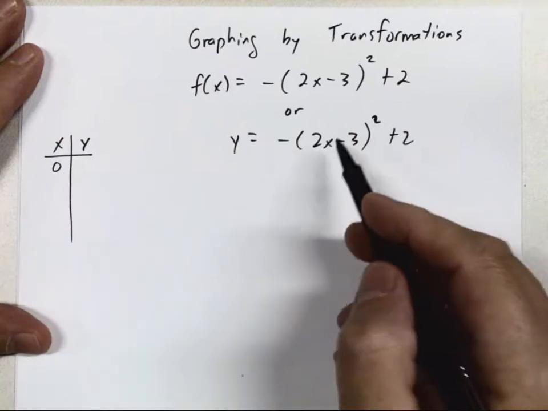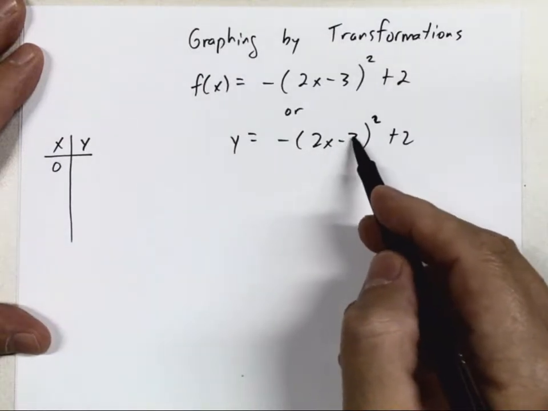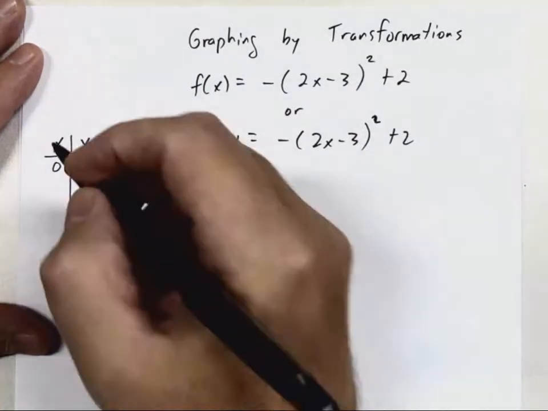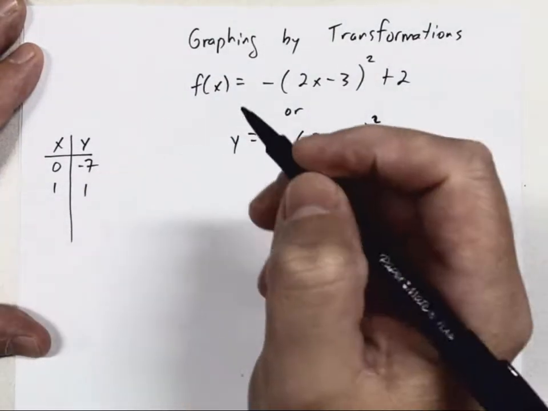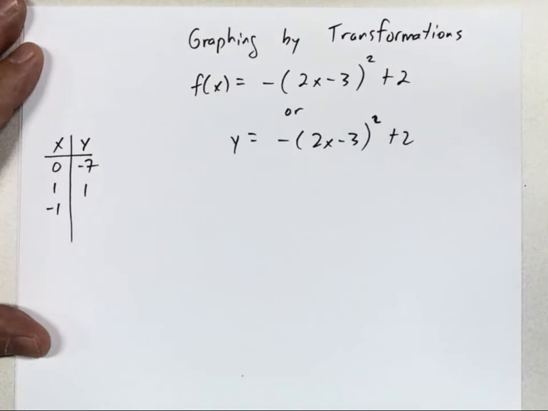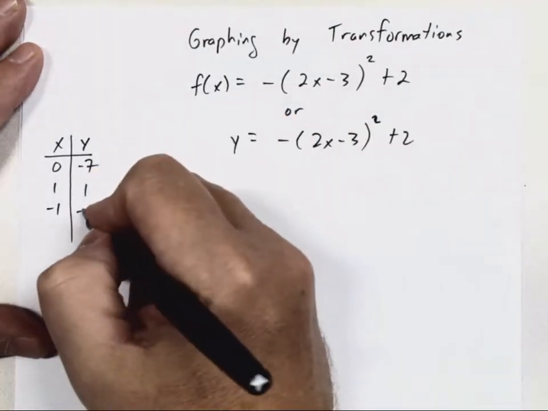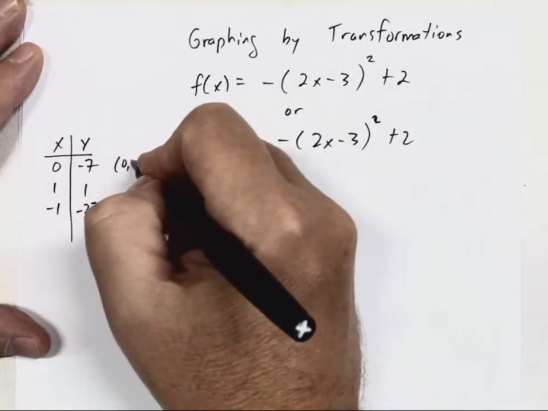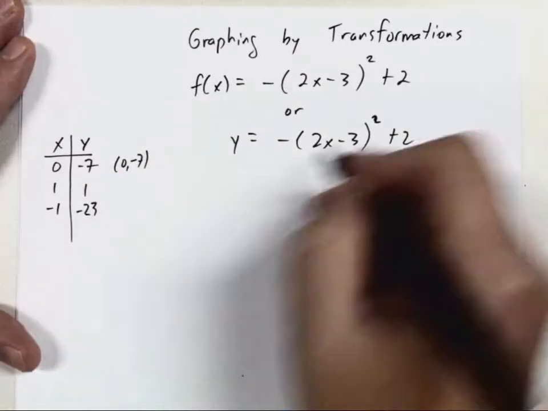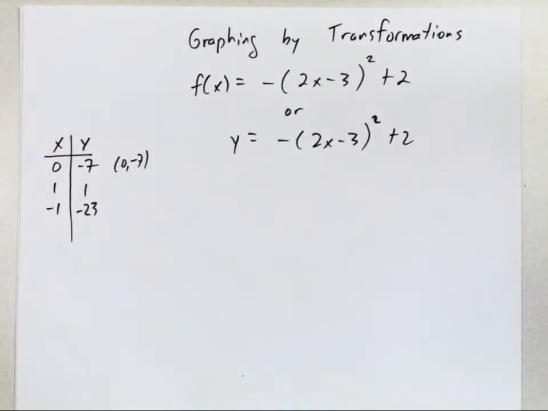If I said x equal to 0, this is minus 3 squared, which is 9, so minus 9. If I'm doing this correctly in my head, if x is 1, it's minus 1 squared, which is 1, so minus 1. If I do negative 1, it's negative 5 squared, 25, so maybe minus 23. Anyways, you can go plot these points, right? And if you plot enough points, then you can probably figure out what this graph looks like. All right, so that's a traditional way to graph.